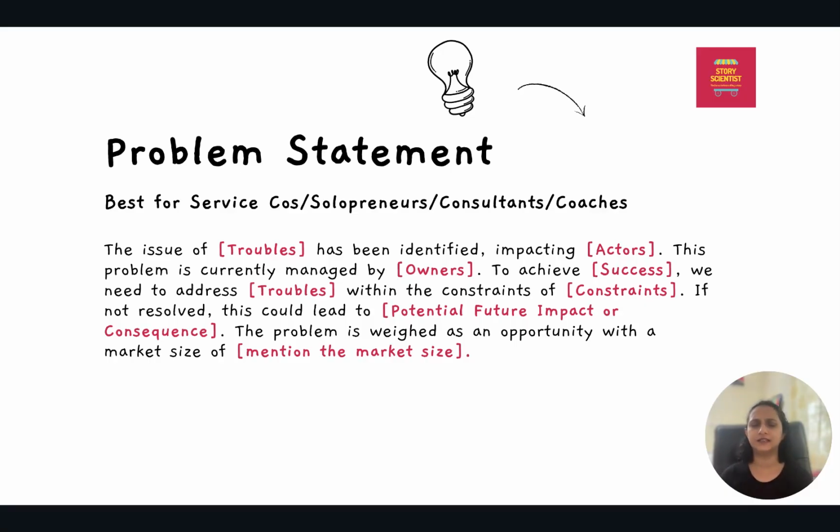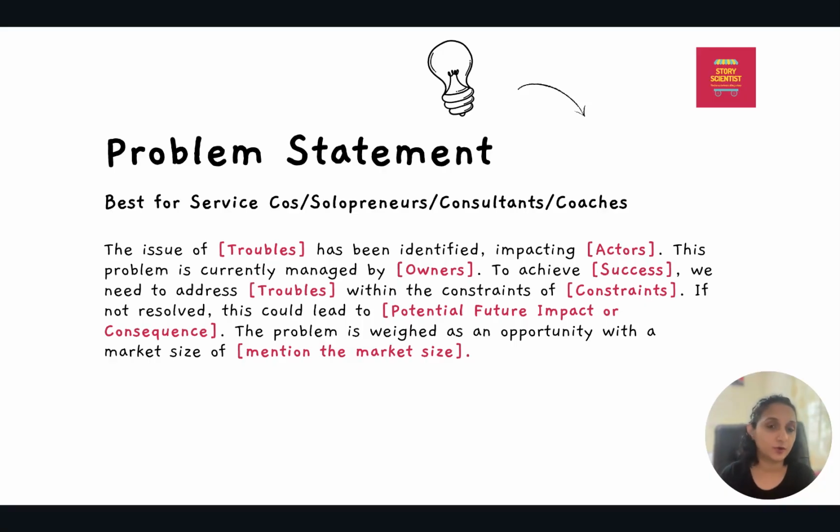And what do you see the success of solving this problem as? It could be a metric supported by a subjective statement. Metrics always help. And then the next one is constraints. What are the limitations that are pushing you away from solving this problem? Also, what would be the potential future impact or consequence, just like the previous template that we saw? And the last one is again something that's optional, where you have to put in the market size.